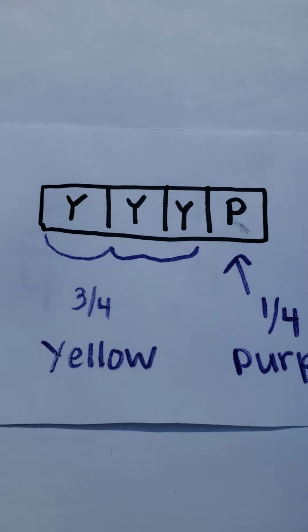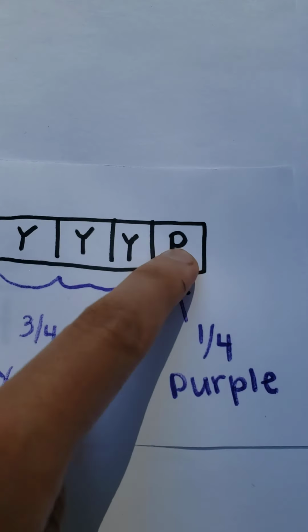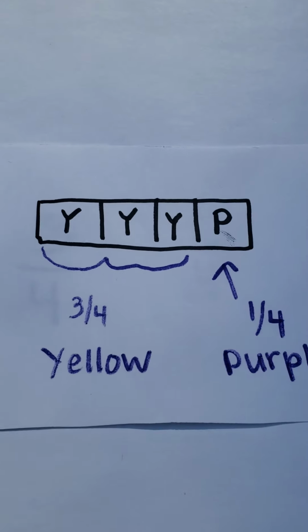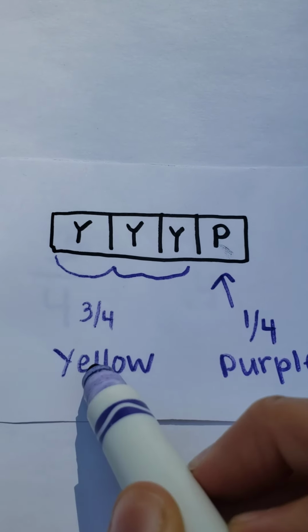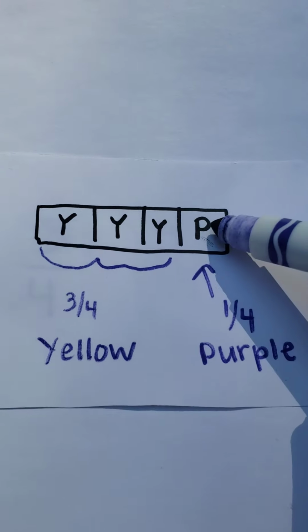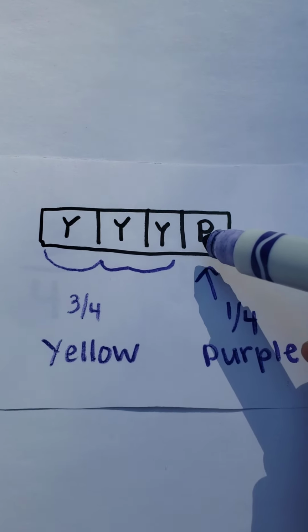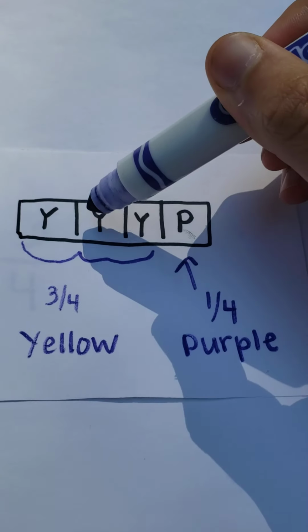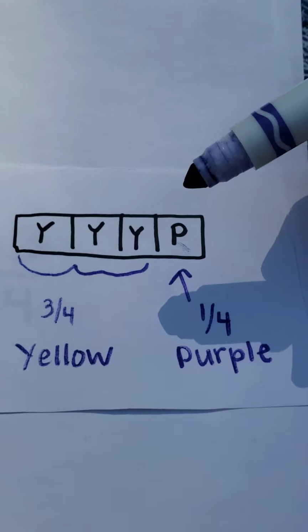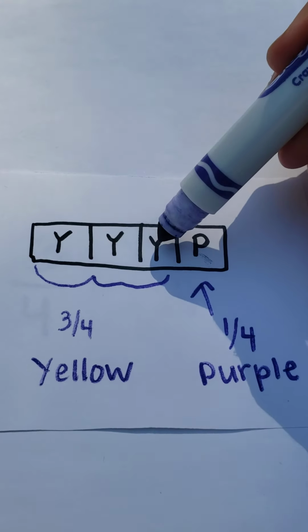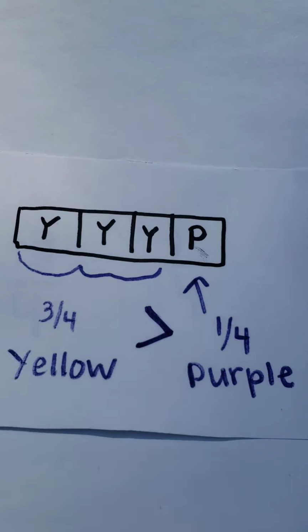I drew this model. This is a fraction bar. It shows 1/4, 2/4, 3/4, 4/4, 4 parts. 3/4 are yellow. 1/4 is purple. P is for purple. Y is for yellow. You can see from this model that there's more yellows than purple, so 3/4 is greater than 1/4.